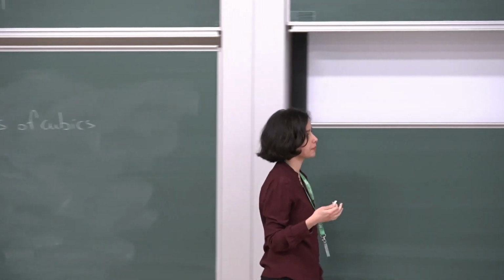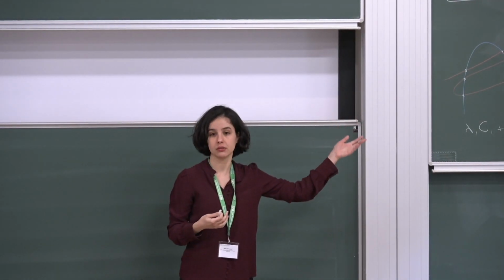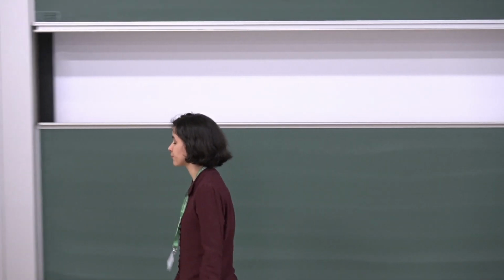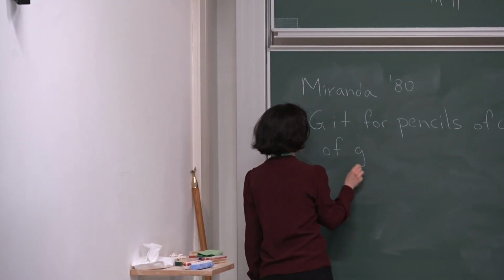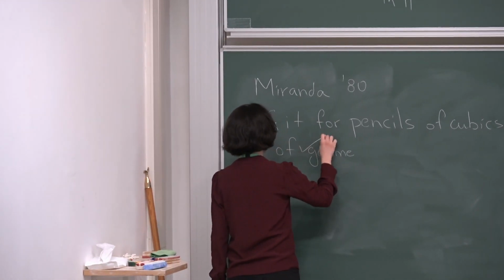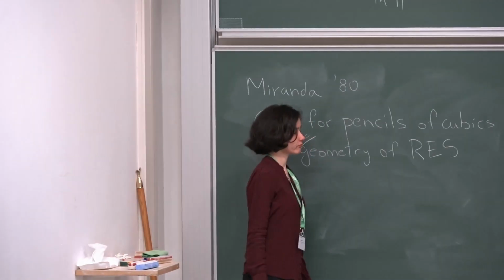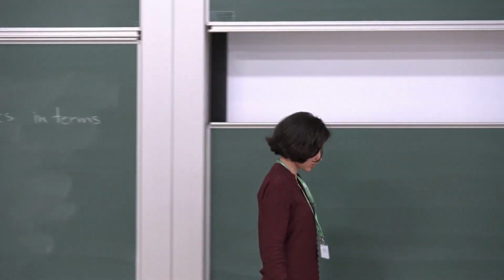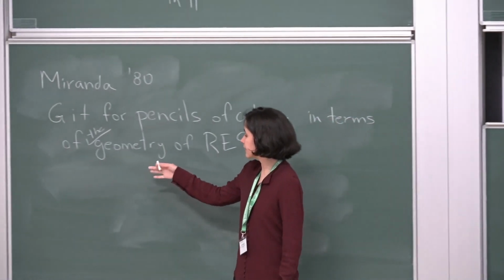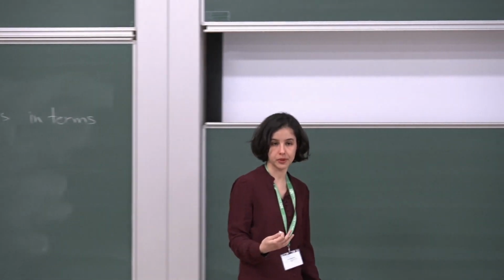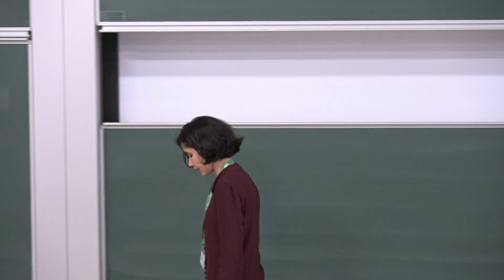And the criterion that he obtained was in terms of some kind of geometric data coming from the geometry of rational elliptic surfaces. RES stands for rational elliptic surfaces. So the criterion is in terms of the types of singular fibers appearing on the surface. I know this is very vague, but the result is very concrete.